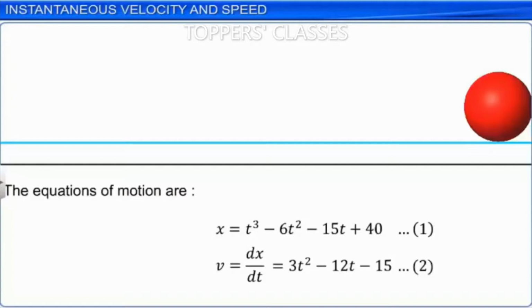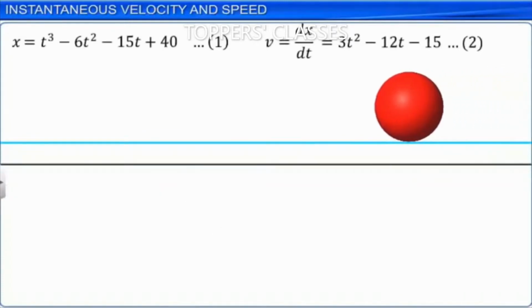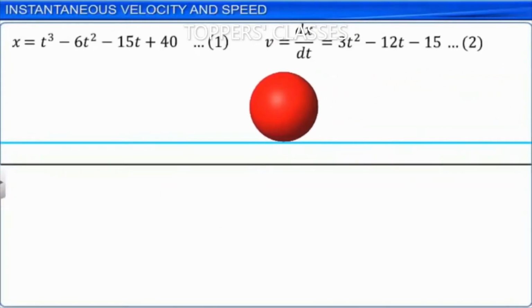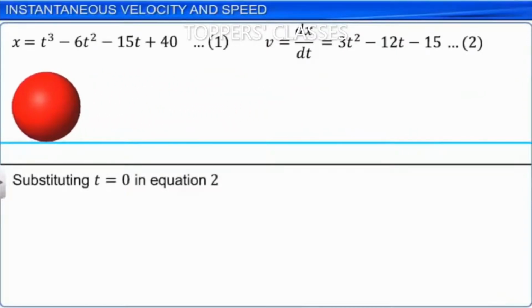At t = 0 seconds, we need to find the value of v. Substituting t = 0 in equation 2, v = -15 meters per second. The particle here is moving towards the left.